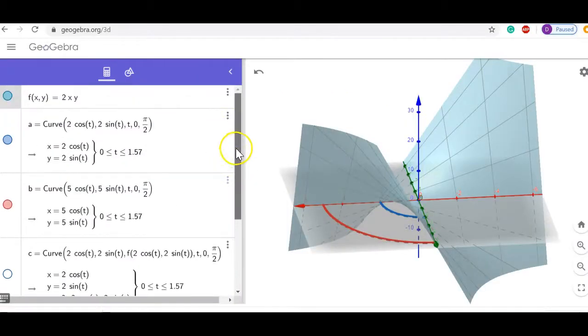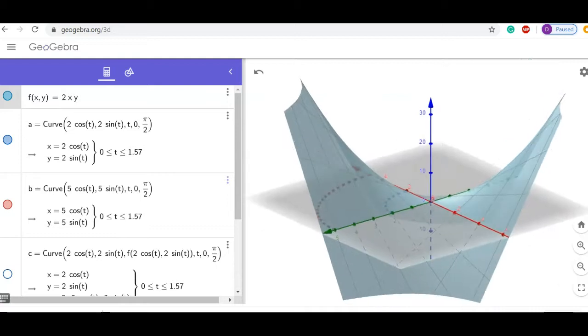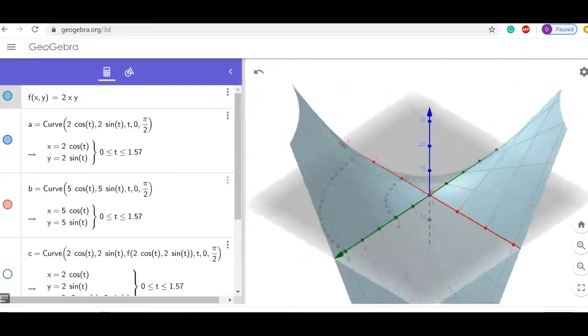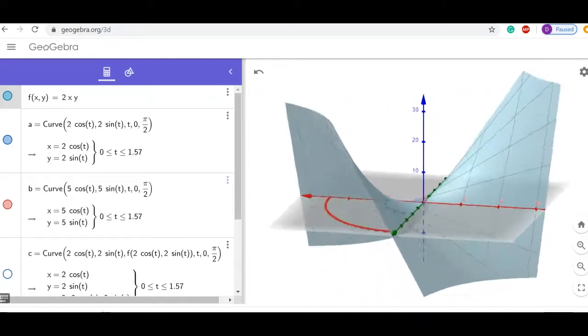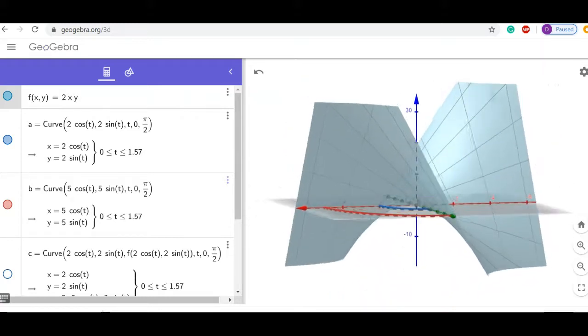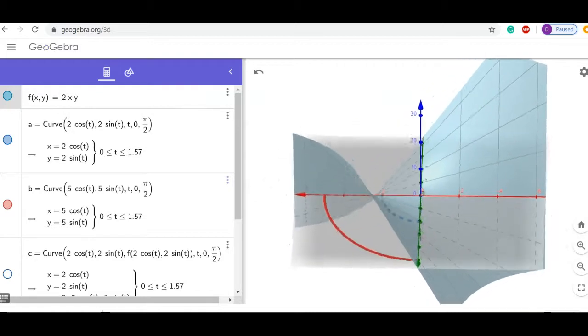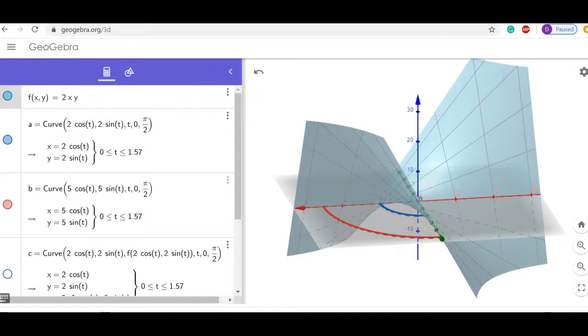Right up here at the top I've got our function 2xy. That's this surface that we see here that dips down below the plane when x and y are opposite signs in quadrants 2 and 4, and it is above the plane in quadrants 1 and 3. Okay, and then down here I've got our domain defined.